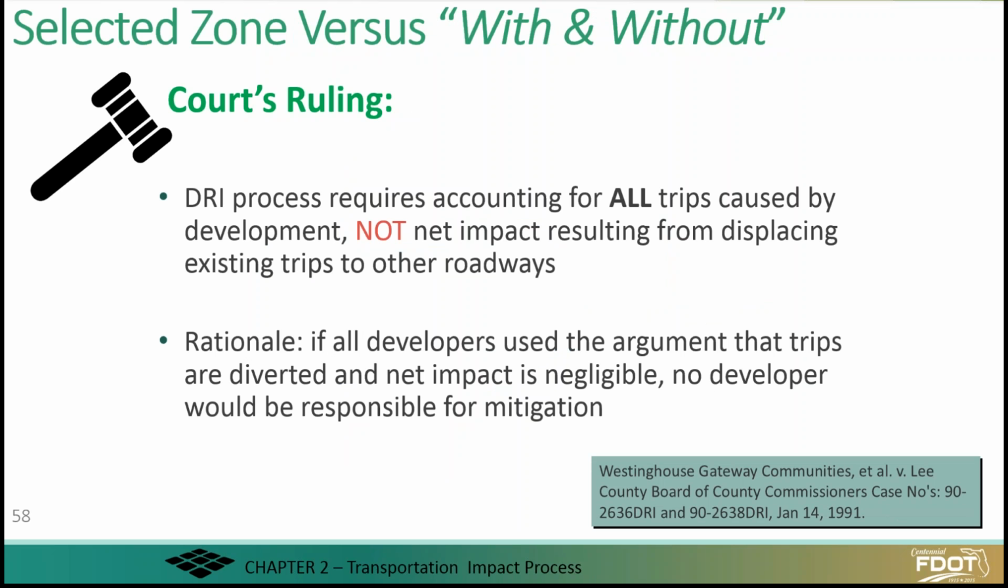This was quite a few years ago challenged, and there was a ruling that you could not use this method, that the DRI process specifically requires accounting for all trips caused by the development. So each developer is responsible not for the total or for the net impact onto the system, but they are responsible for the trips they specifically contribute to the system. And the rationale was that if all developers use the argument that trips are diverted and that net impact is negligible, no developer would be responsible for any mitigation, which is extremely counterintuitive.